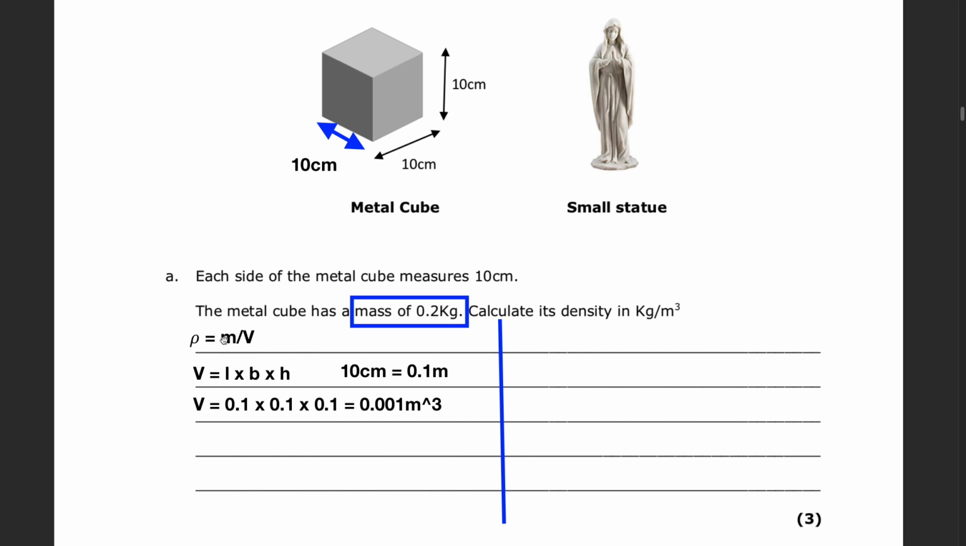Plugging this value into the original equation, we get density is equal to 0.2, the mass in kilograms, divided by 0.001, which will give us an answer of 200 kilograms per meter cubed.